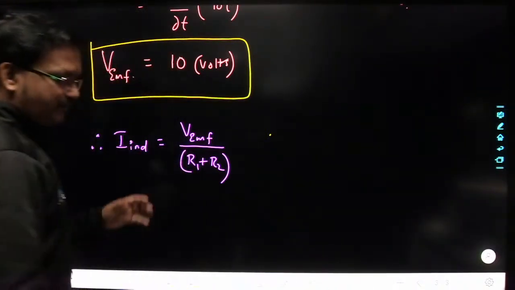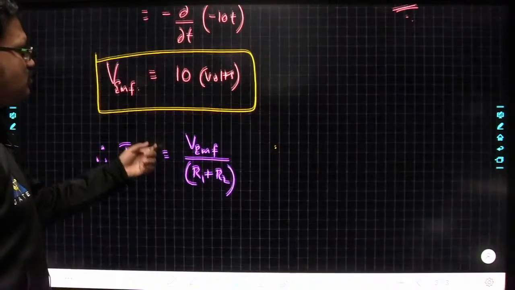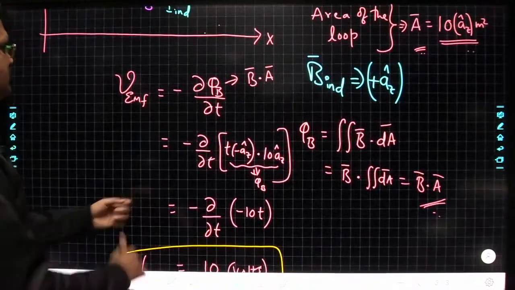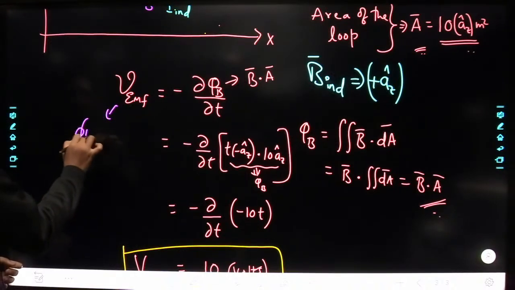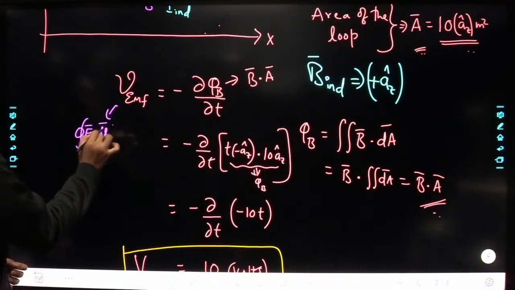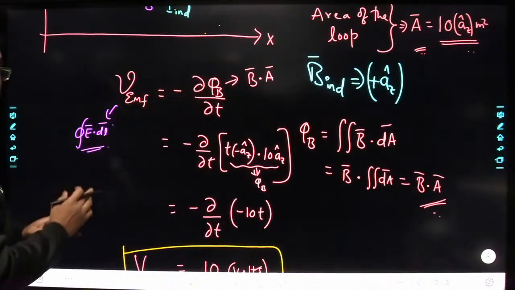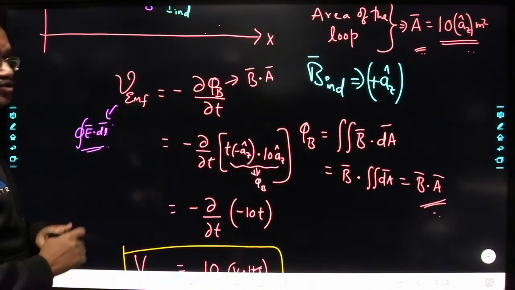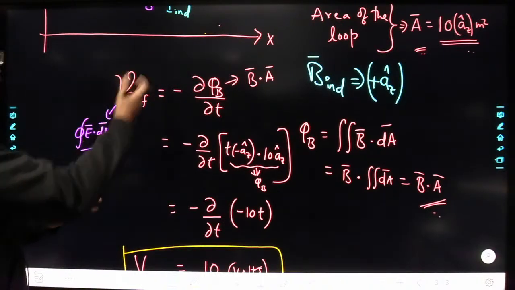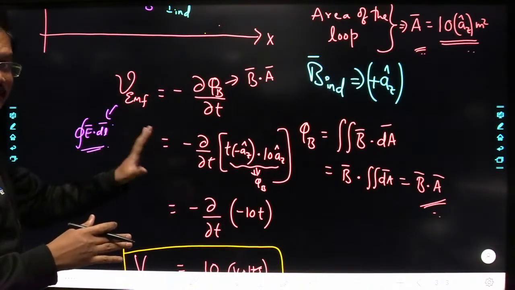Ohm's law is valid, but KVL is not valid. Yes or no? See, V_EMF is nothing but the circulation of the electric field around any closed loop. This is not equal to 0. This is equivalent to the change in magnetic flux. Understood? So you should not apply KVL here. KVL is not valid here.